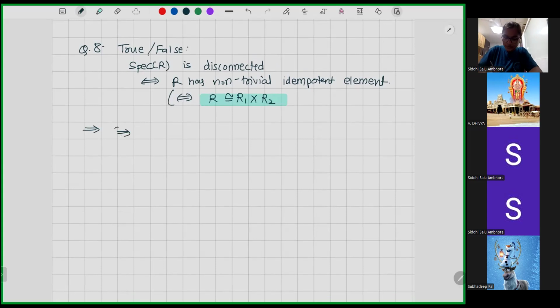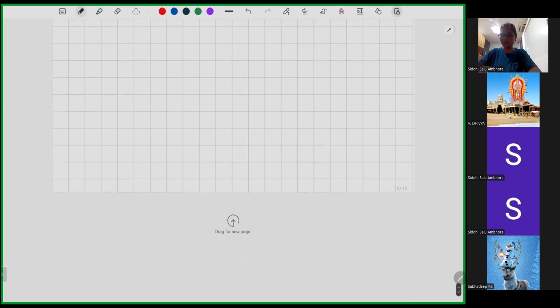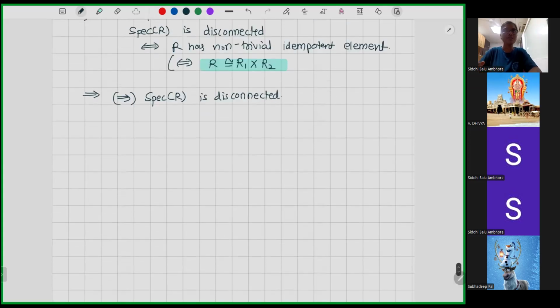So let us start with the first part, that suppose Spec R is disconnected. Okay, so this will be a bit heavy compared to what we did so far, but let us try to do it. So it is disconnected. So it means that Spec R is V of I union V of J, such that V of I intersection V of J is empty.